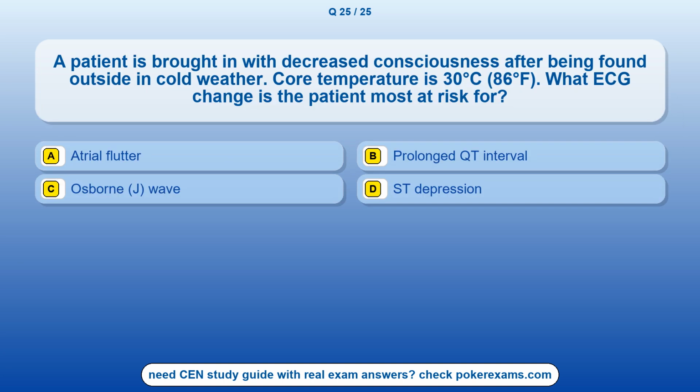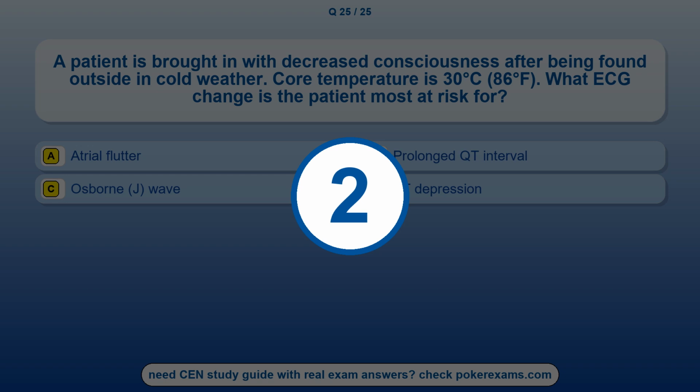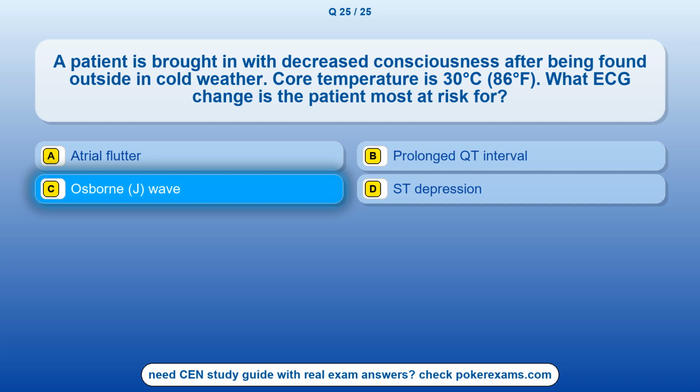Question 25. A patient is brought in with decreased consciousness after being found outside in cold weather. Core temperature is 30 degrees Celsius, 86 degrees Fahrenheit. What ECG change is the patient most at risk for? Option A, atrial flutter, option B, prolonged QT interval, option C, Osborn J wave, option D, ST depression. The correct answer is option C, Osborn J wave.